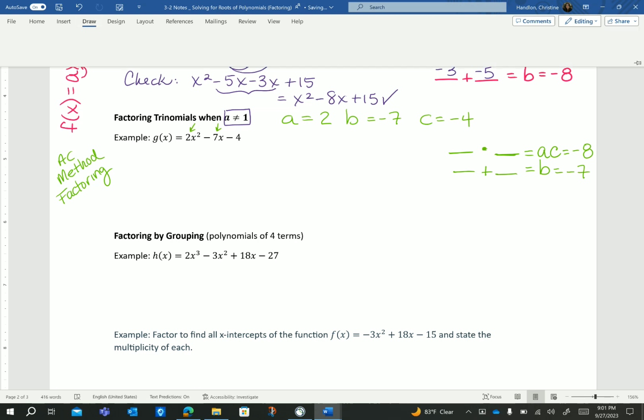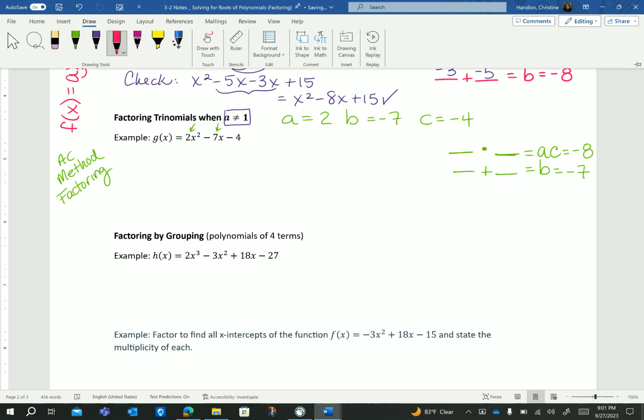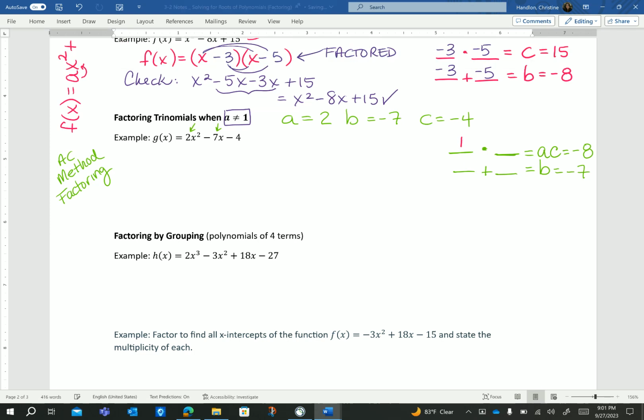So you're still going to ask yourself what two numbers multiply to be negative 8 that add to be negative 7. When you have numbers that are 1 unit away from each other, just know more than likely one of the numbers is going to be a 1. So 1 times 8, but I need it to be negative, so I'm going to make this one the negative 1.